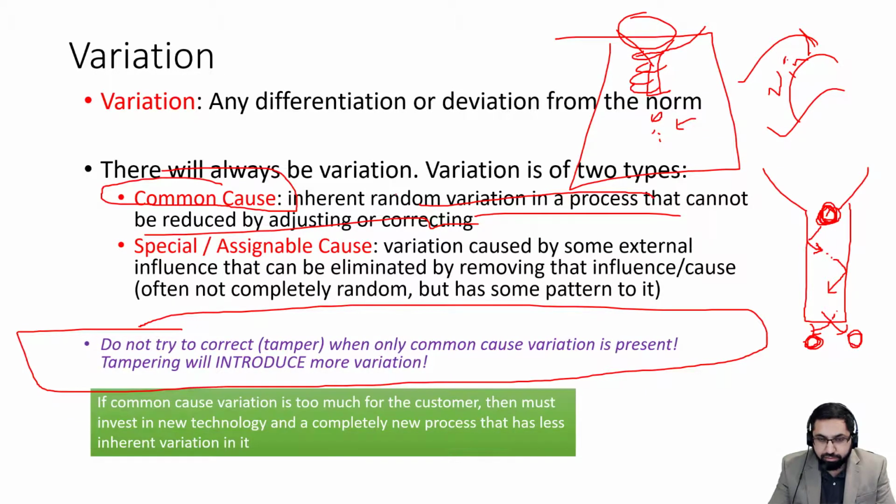system. Now, what can you do if you don't have special cause variation, but the common cause variation is too much for the customer? The customer is not happy with so much variation and so much variability in the output at different times. So that means you need to redesign your process, perhaps invest in newer technology, and a new process, with better improved technology can have then lower common cause variation. So you have to go back to the drawing board, redo the whole process.